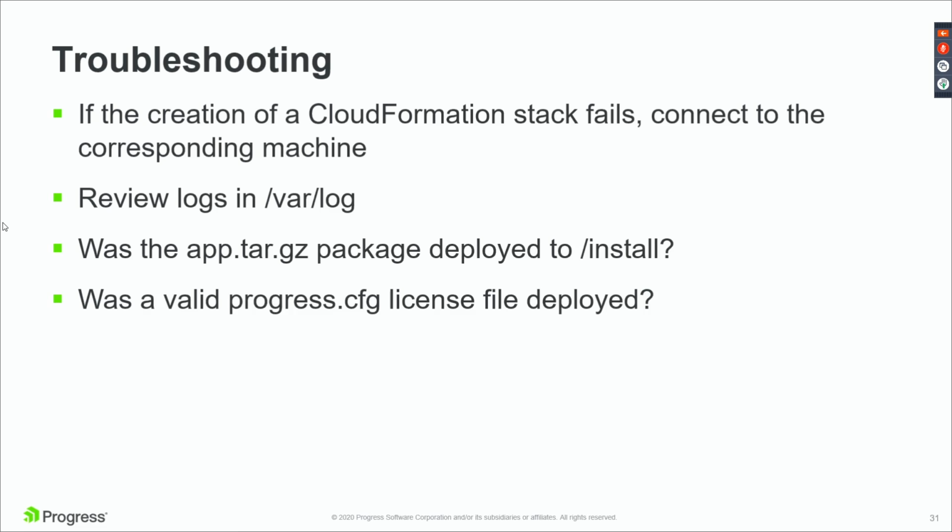So you would look at the var log file, you would look at the install folder and check if the app.tar.gz file was copied. You will look at the progress.cfg file also being deployed, right? So if a progress.cfg file is not deployed, then the database is not started. And if the database is not started, then the PaaS for OpenEdge server cannot connect to the database, right? So that's the analysis that you will do for the troubleshooting.